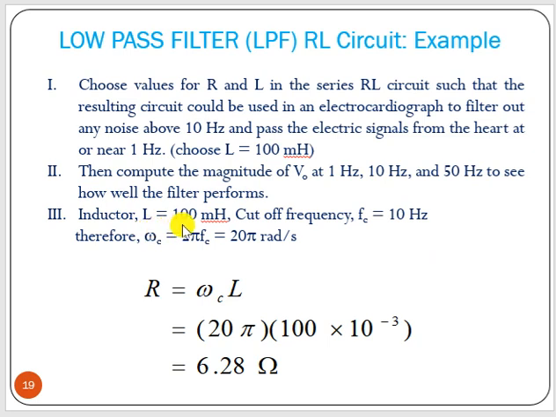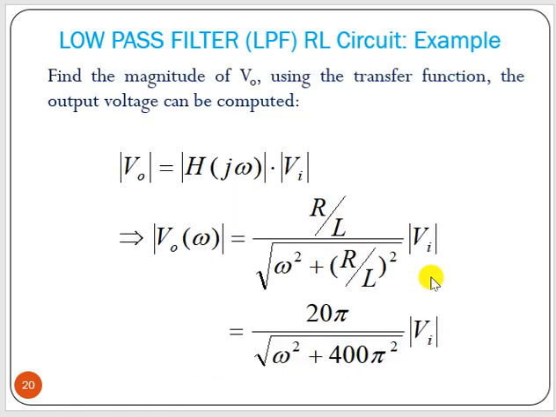Now the inductor L is given, and the cutoff frequency is given as 10 Hz. Therefore, omega c is 2 pi fc, that is 20 pi radians per second. Omega c is nothing but R by L, and L is given. So what is R? R is omega c times L, so 6.28 ohm. Now we can find the transfer function. The transfer function is R by L divided by root of omega square plus R by L whole square.